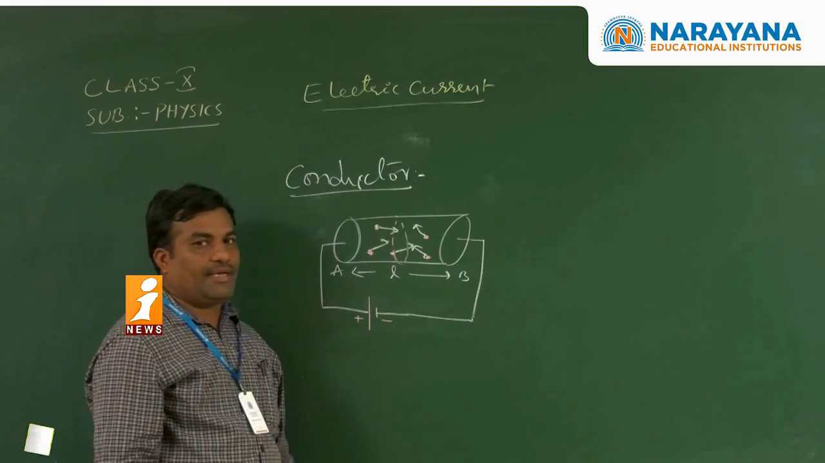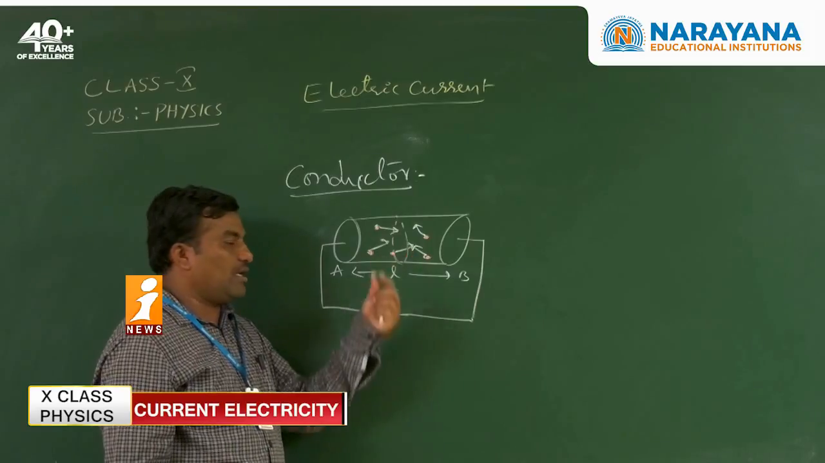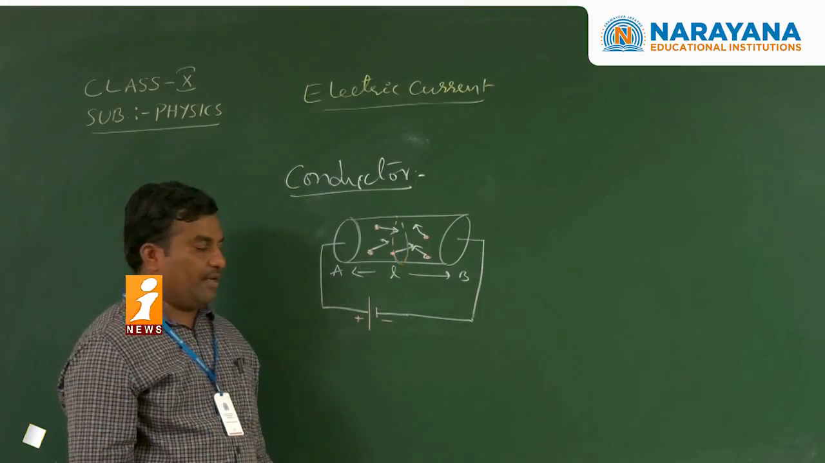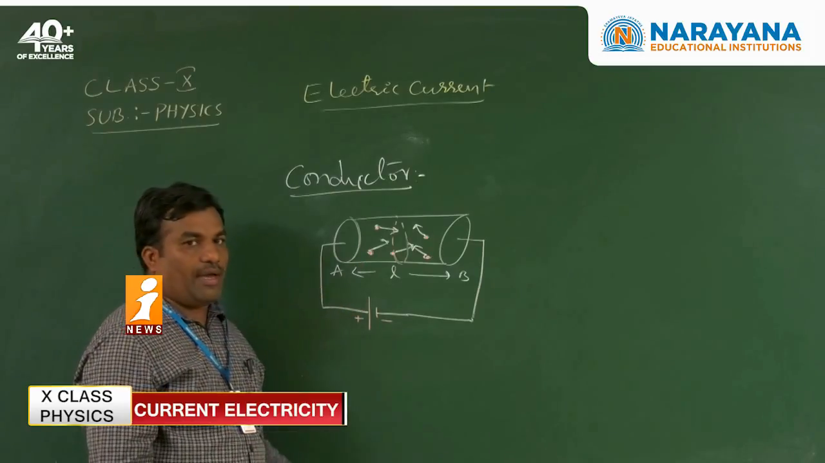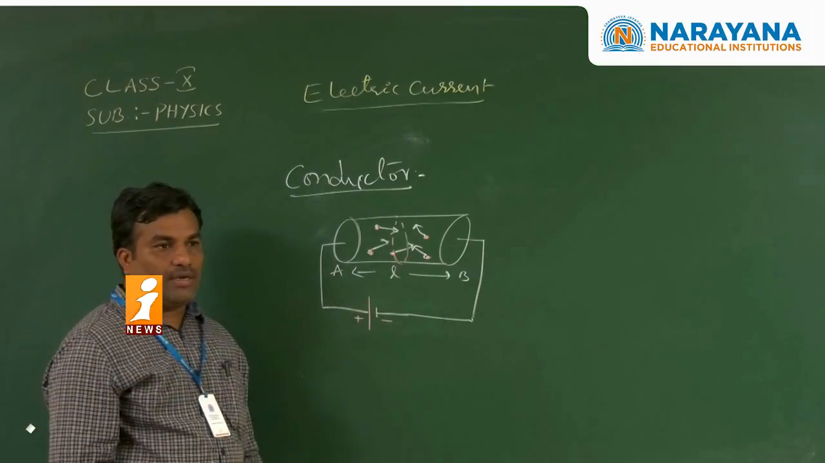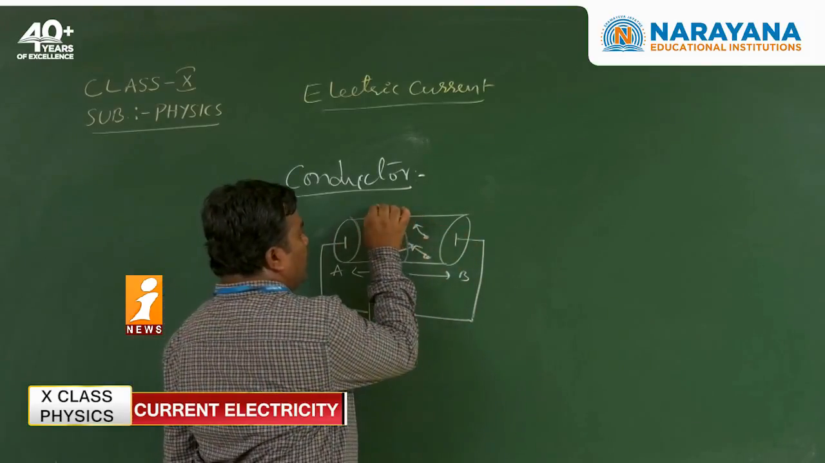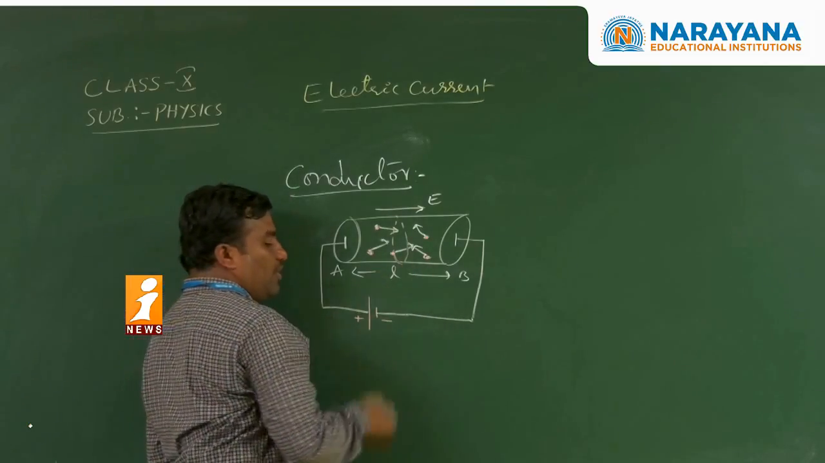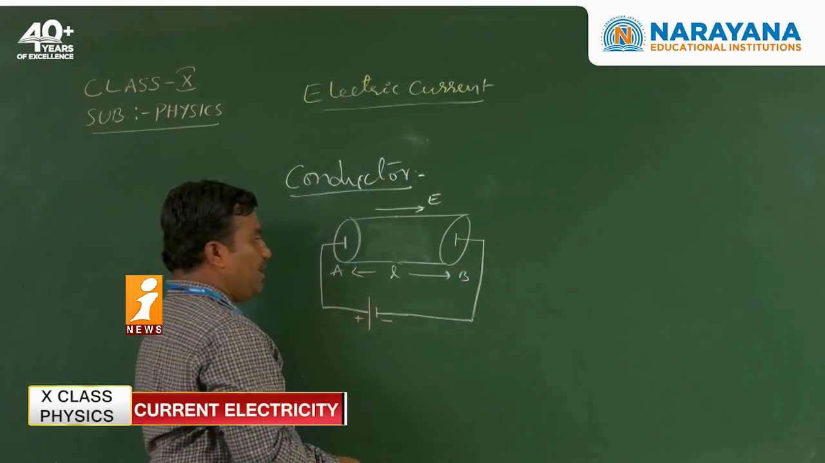Now we apply the battery across the ends of the conductor. Now all the electrons move in a specified direction. Why? Because the battery's positive terminal attracts the free electrons. They move in a specified direction, as the electric field is generated from the positive end to the negative end. The electrons move from right to left, so they maintain a specified direction.